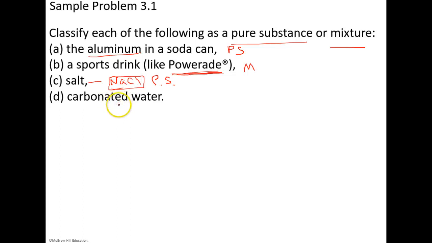Finally, carbonated water. What do you think carbonated water is? Well, it's actually telling you there are two different things in here. Carbonation is carbon dioxide, and you have water. So this would be a mixture. Simple as that. There's no tricks to this. That's basically all there is.